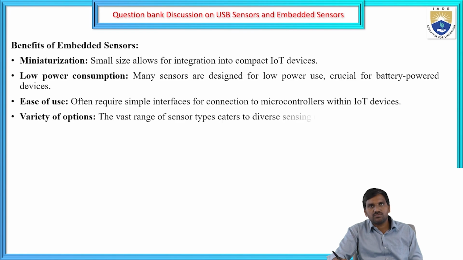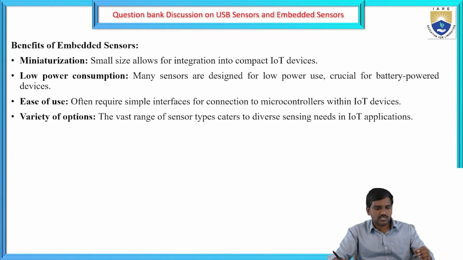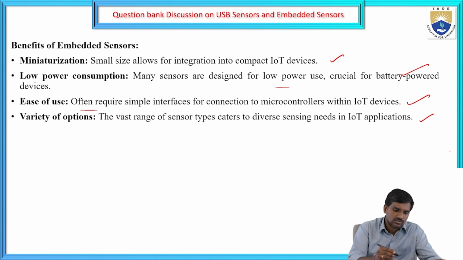So, the benefits of embedded sensors. Miniaturization: small size allows for integration into compact IoT devices. Low power consumption: many sensors are designed for low power use, crucial for battery-powered devices. Ease of use: they often require simple interfaces for connection to the microcontroller within the IoT devices. And a variety of options: the vast range of sensor types caters to diverse sensing needs in IoT applications. So these are some benefits of embedded sensors.